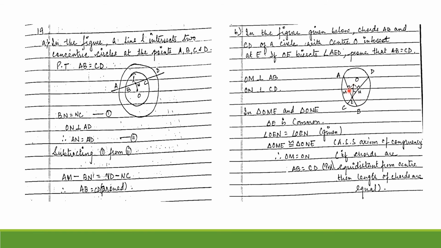Similarly, OM is equal to ON, so the chords are equidistant from the center. The lengths of the chords are also equal. So if the distances of the chords from the center are equal, therefore the lengths of the chords are also equal. Therefore we can say that AB is equal to CD.